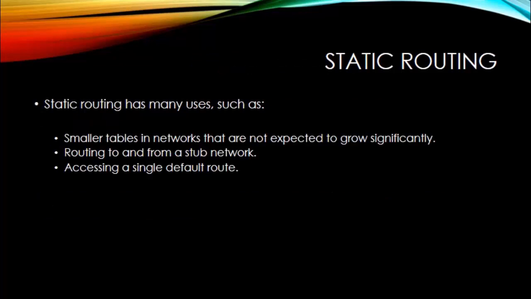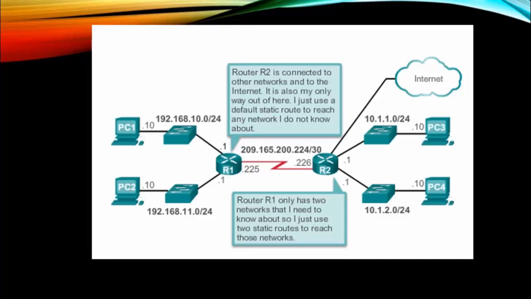Static routing. Static routing has many uses, such as smaller tables in networks that are not expecting to grow significantly, routing to and from a stub network, or accessing a single default route. This is an example of static routing.